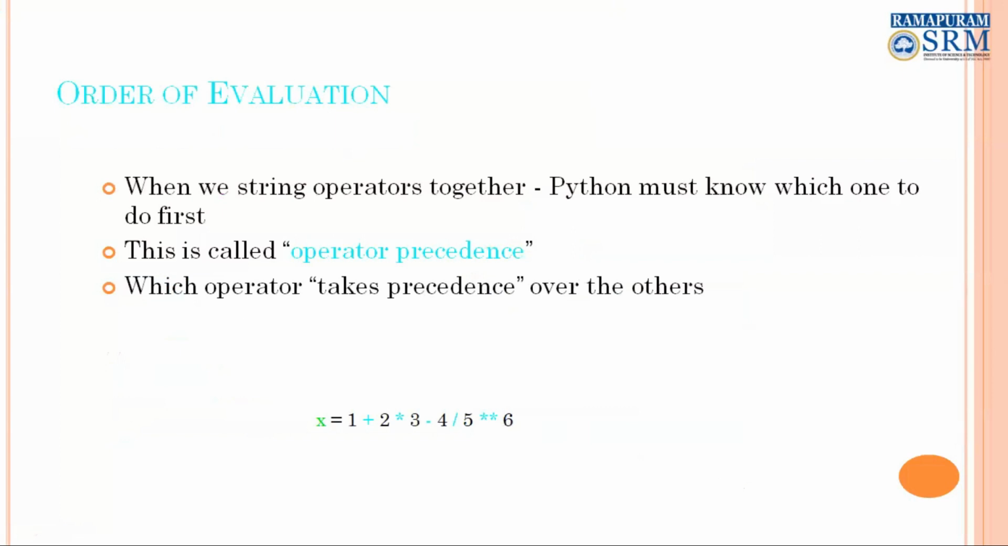Order of precedence. Here I have given a small expression: 1 plus 2 into 3 minus 4 divided by 5 exponent of 6. In this expression, can you tell me which operator has the highest priority? Can you guess the answer? Which operator has the highest priority in this expression, x equal to 1 plus 2 into 3 minus 4 divided by 5 double asterisk 6? Are you able to answer?